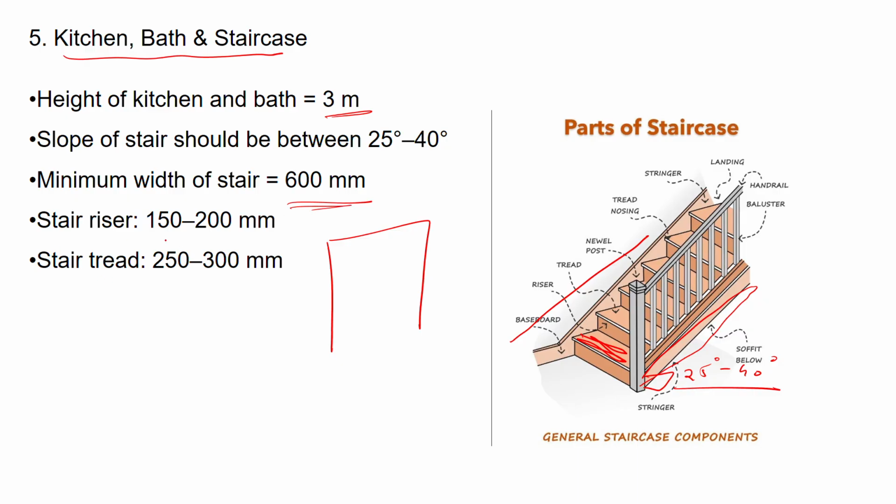Minimum rise is this one. Remember that rise and tread. Minimum should be 150 to 200. 200 is too much. We will always go with 150. Stair tread, that is this one. We go with 250 to 300.